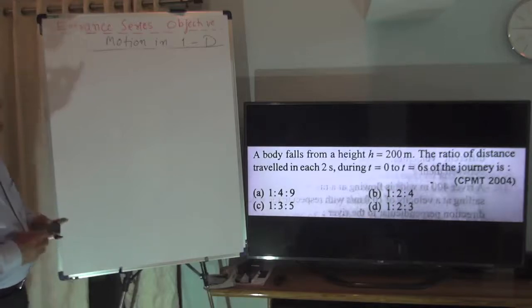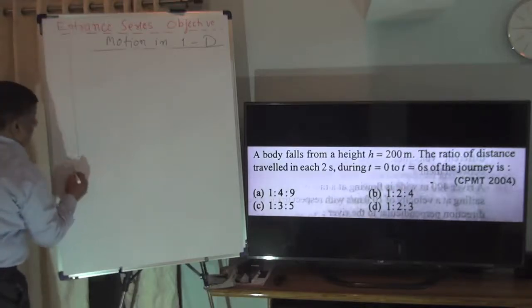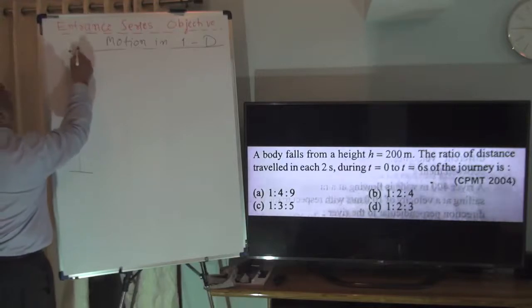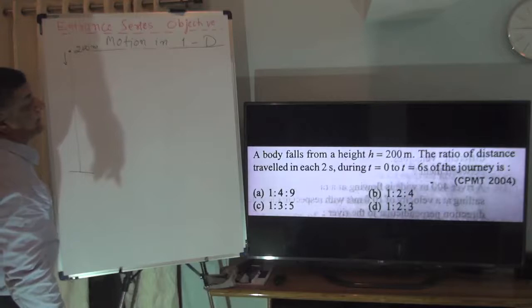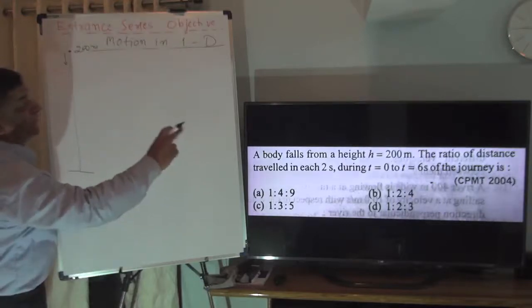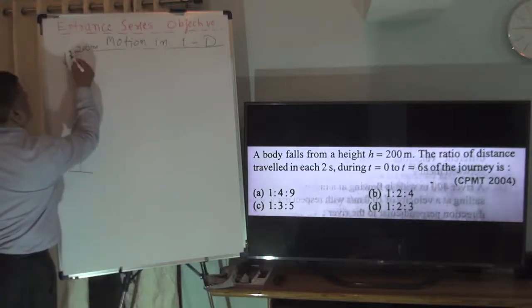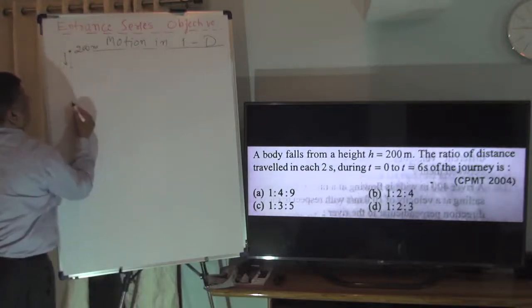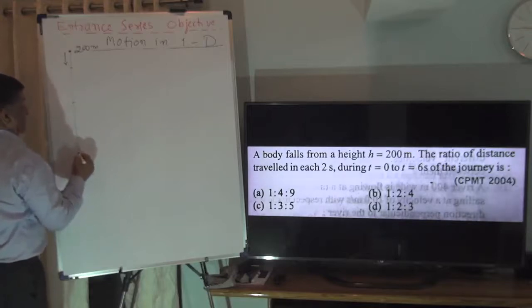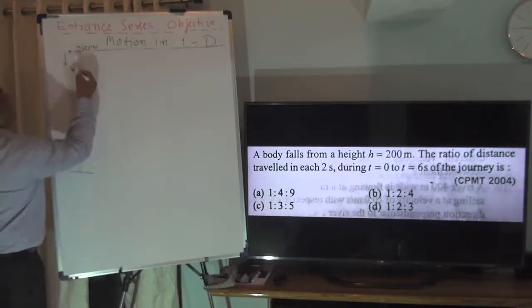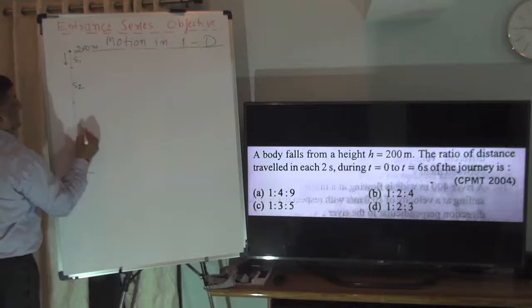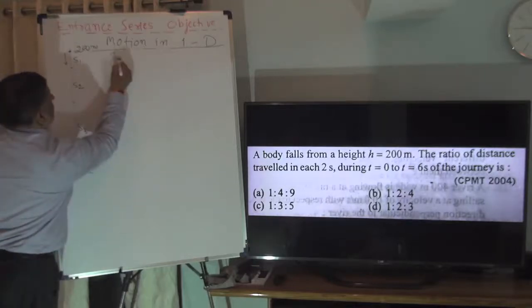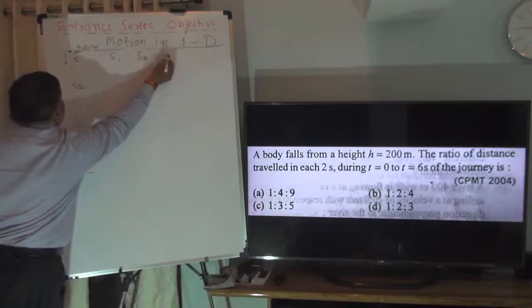A body falls from a height h equal to 200 meters. From here it starts falling. The ratio of distance traveled in each 2 seconds from t equal to 0 to t equal to 6 seconds. In the first 2 seconds it comes here, in the next 2 seconds it comes here, in the third 2 seconds it comes here. Let us call these distances S1, S2, S3, and we have to find the ratio of S1, S2, S3.